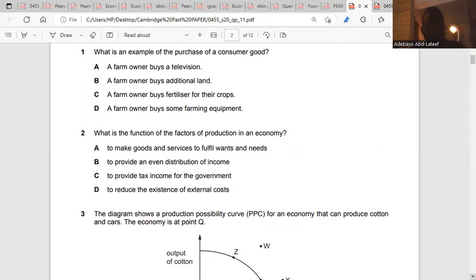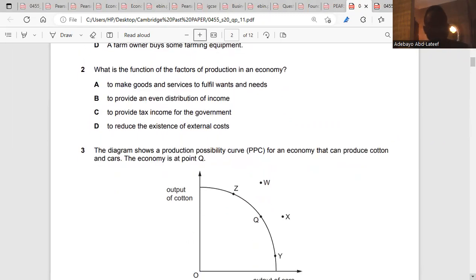So here we have a farm owner buys a television, a farm owner buys additional land. If a farm owner buys additional land, that is for production. If he buys fertilizer, it's for production. If he buys equipment, it's for production. So the answer is A. A farm owner buys a television. He needs a television to watch. So the answer is A.